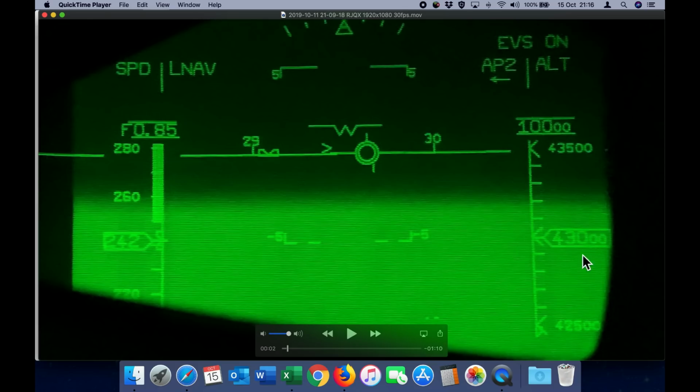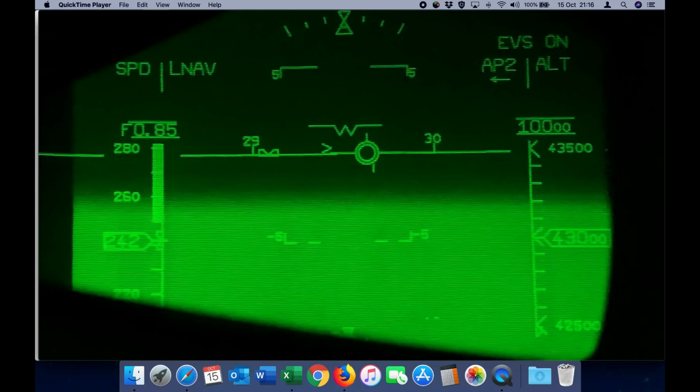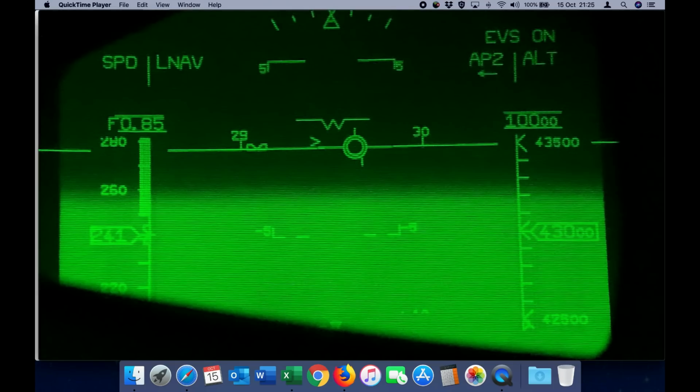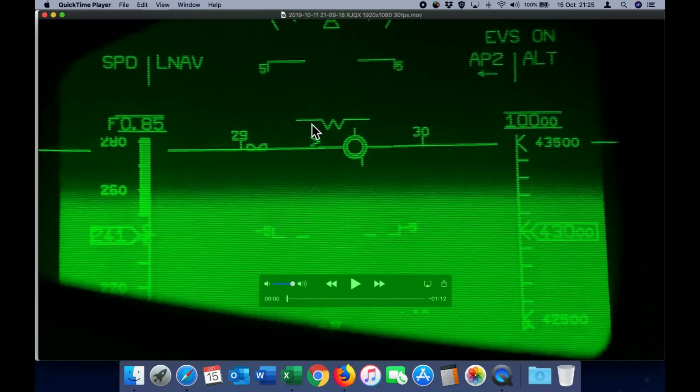Here we can see the altitude is 43,000 feet, but we have already set the altitude pre-selector to 10,000 feet. So this was just before we commenced our descent. And I started the descent slightly early so that I could do a very shallow descent and put this waterline mark precisely on the HUD horizon line. So as I lower the nose of the aircraft to begin the descent, you will see this waterline mark or bore sight dropping down towards horizontal.